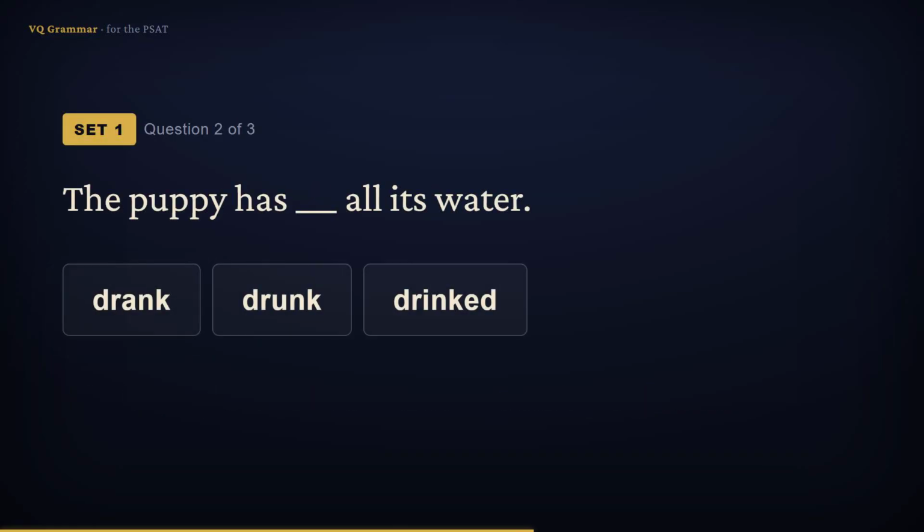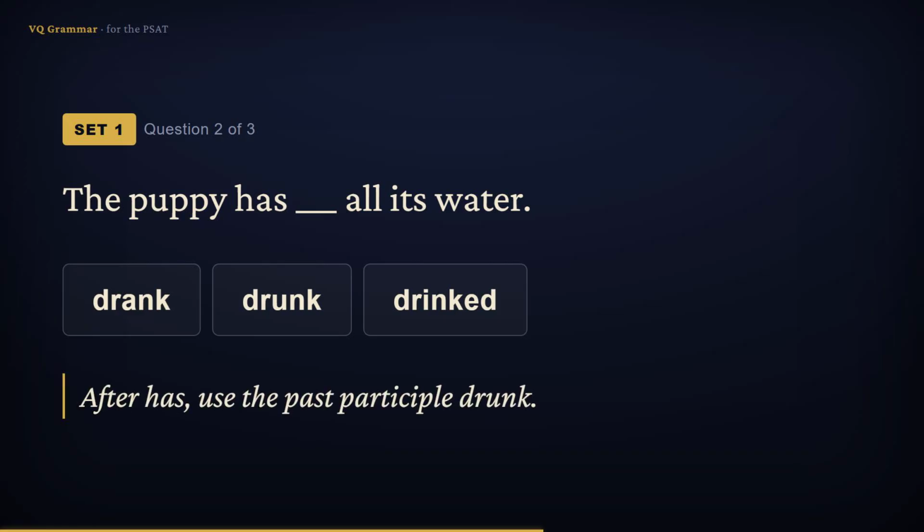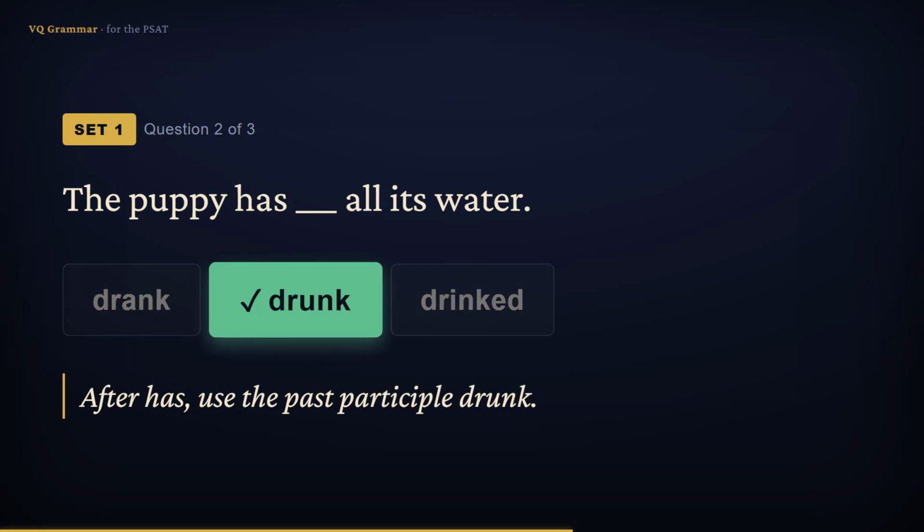The puppy has blank all its water. See the word has? That helper is your signal to use the past participle of drink, which is drunk. Drank is the plain past, so it can't follow has. So the answer is drunk.